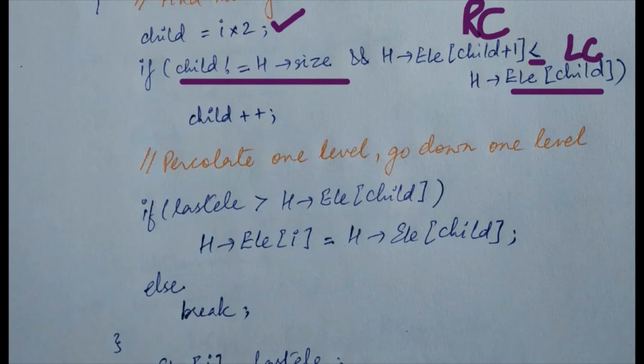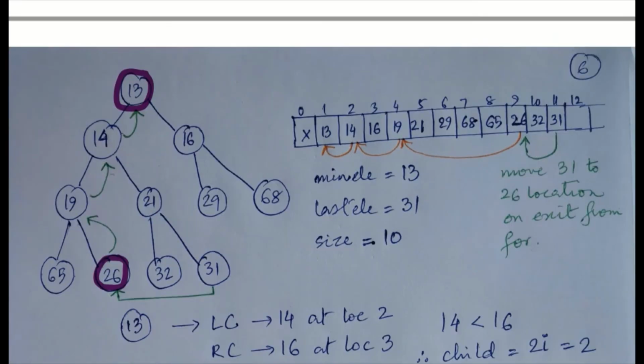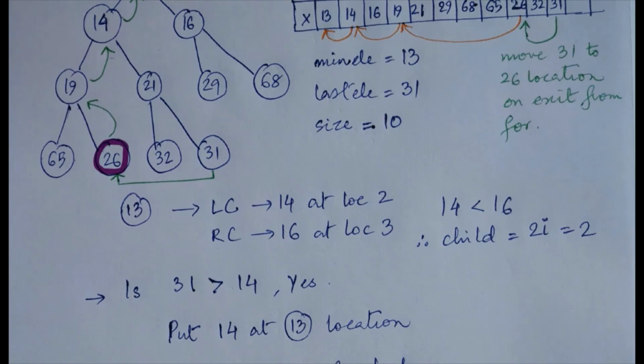Now your I, which was initially 1, but left child was less than right child, so it changed to, I've written some notes down here. Left child was 14, it was at location 2, and right child was 16, it was at location 3. 14 is less than 16, so we select the left child, which is 2i, which is 2. So after 14 is moved to the root location, I changes from I to the child value. So I is 2 now.